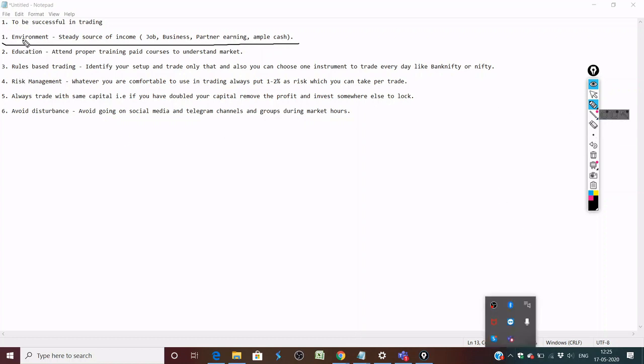So your psychology has to be properly stable. If you have a steady source of income, if you see any of the successful traders, either they will have a job or a business or a partner who is earning, and some people are cash rich, some people are merchants, big timber merchants and all that. So you have to be careful and you have to have a consistent source of income, so your mind remains in that zone of trading and you don't have tension that if I lose this, I'm not going to make money, what am I going to eat. That kind of thought should not be coming to your mind. So this is very important.